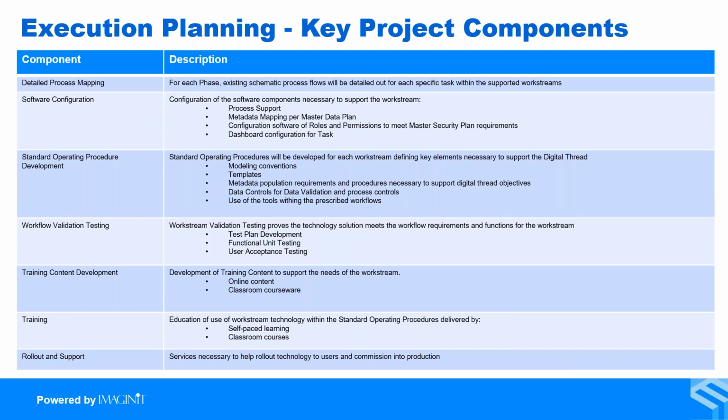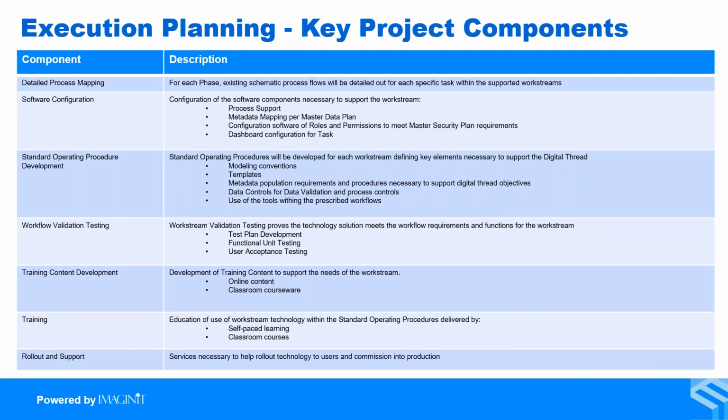Another important element of an execution plan that's often overlooked is the validation testing. I never assume that a project's going to work as it's designed. I always want to prove that through validation testing, and that requires developing a test plan, doing some functional unit testing, which is basically people who are close to the project executing the tests, and then once successful, involving stakeholders, end users who are going to participate in the workflows, and also to test the system and prove that it supports the desired workflows.